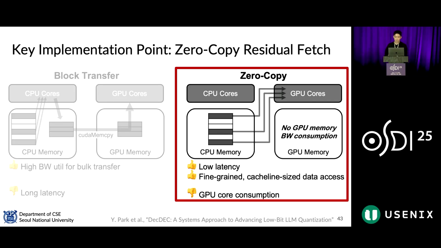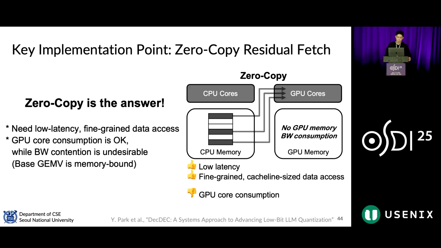The second approach is a zero-copy-based method. In this case, the GPU cores directly issue memory requests to the CPU memory. This allows for lower latency and enables cache line size data transfer. The main drawback of this approach is that it consumes GPU cores. In our system, zero copy is the answer.